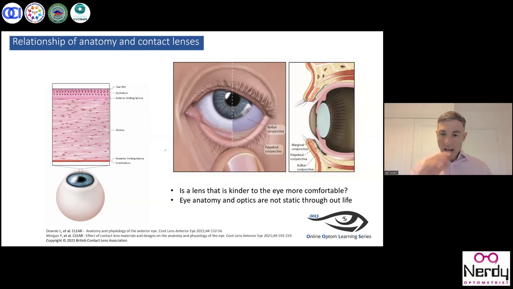And what's also important to remember, and I took from the paper on this, was that the anatomy and optics do change throughout our life. So we will more than likely need to change the contact lens type and design throughout someone's lifetime to best match their needs.